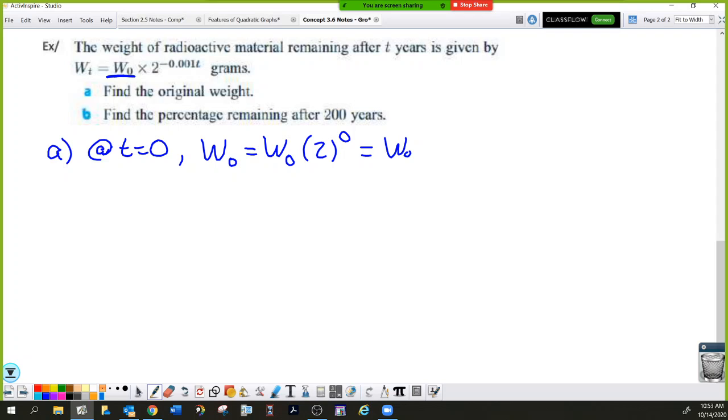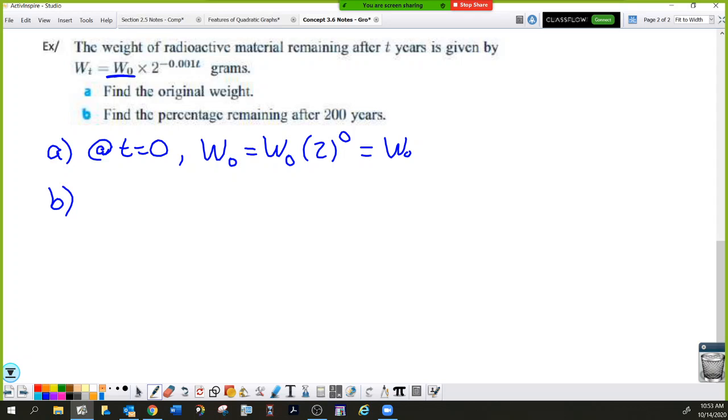Part B says find the percentage remaining after 200 years. A student that doesn't understand exponentials goes, but I don't know how much I started with. But a student that does understand exponentials understands that it doesn't matter how much you started with, because the time it takes to double or triple or cut in half or cut into fourths is always the same because it's exponential. So for part B, it says find the percentage remaining after 200 years.